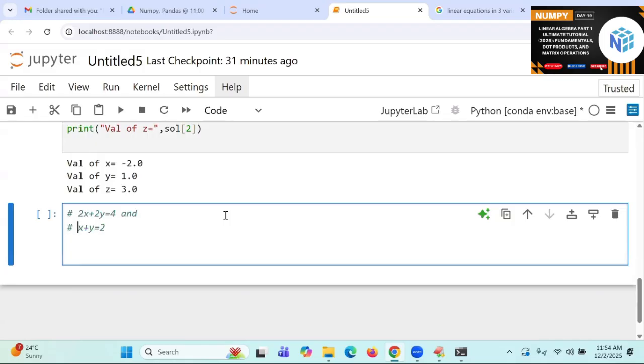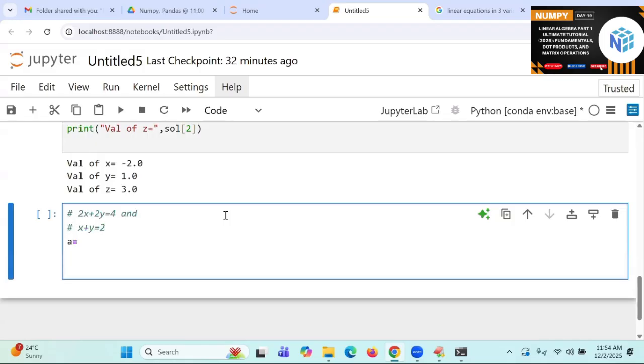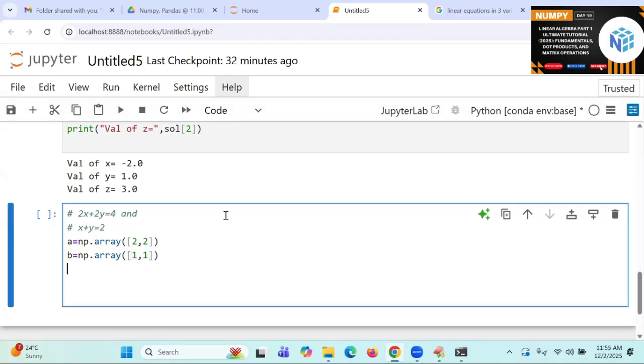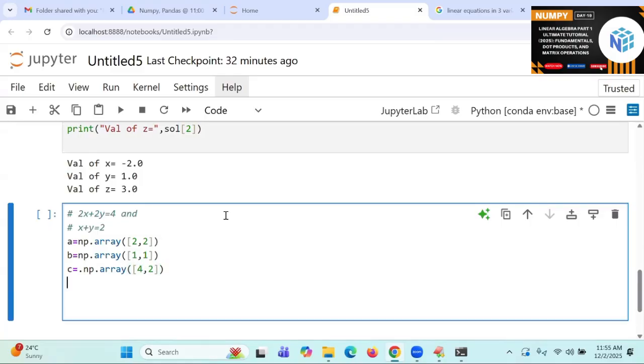Start. Come on, start. A is equal to np dot array of 2 comma 2, 2 comma 2. B is equal to np dot array of 1 comma 1, 1 comma 1. C is equal to np dot array of 4 comma 2, 4 comma 2. Write it, done. Next, C is equal to A comma B.